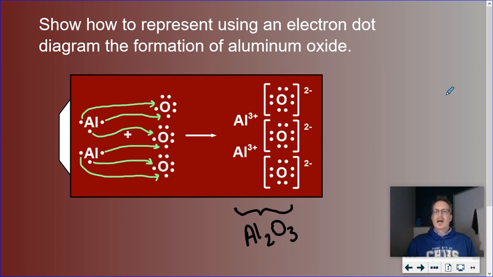I hope you found ionic quite easy. It's supposed to be. You come with a lot of background for ionic. Good luck, and we're almost done the bonding chapter.